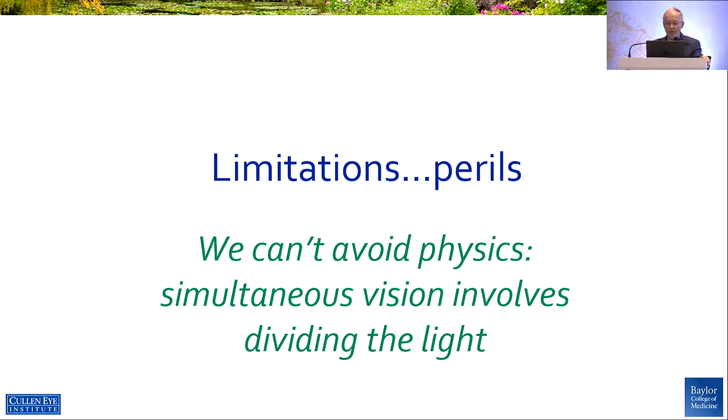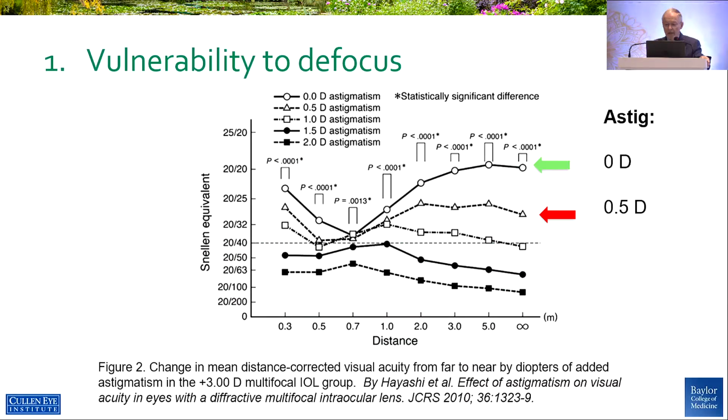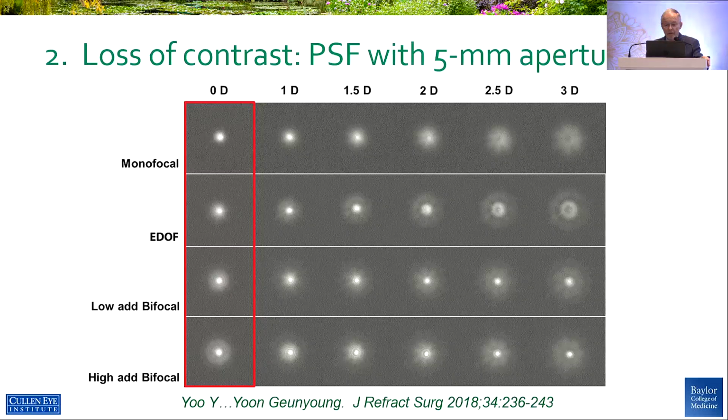You can't avoid physics. Simultaneous vision involves dividing the light. And here's a paper by Hayashi that showed with the Restore 3 diopter lens, if you add a half diopter of astigmatism, your distance vision with a Restore 3 diopter drops from 20/20 to 20/25, or even a little worse.